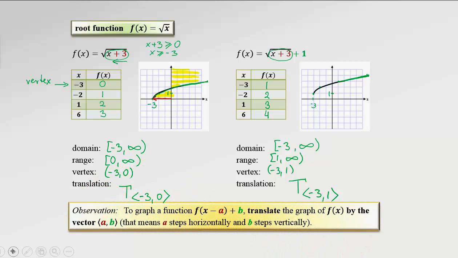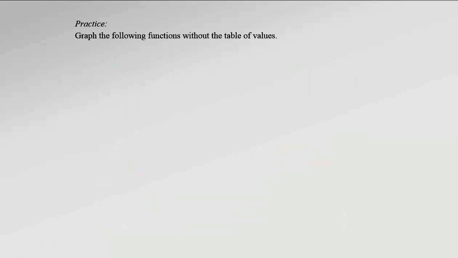Let's put together our observations. To graph a function f of x minus a, plus b outside of the function, we need to translate the graph of the original f of x function by the vector with coordinates a, b: a horizontally and b vertically. Okay, so now let's practice graphing functions without actually using a table of values.